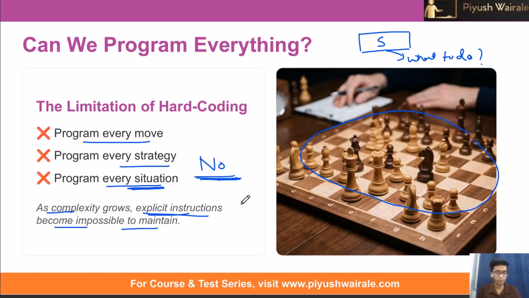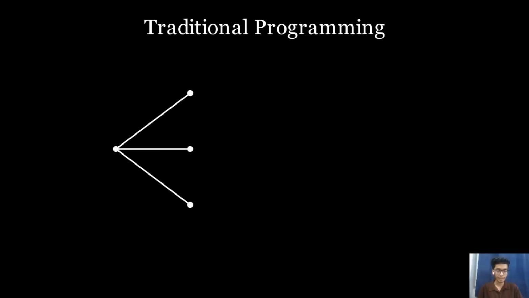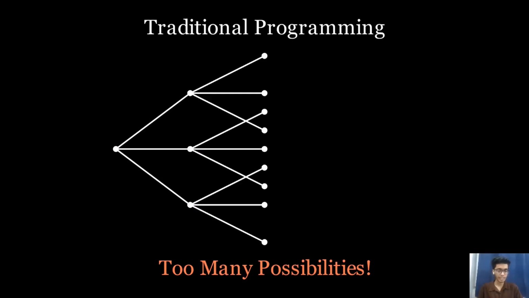Now let's try to understand this with the help of an animation, and let's look at the machine learning approach with the animation. So what will happen in the case of traditional programming? We will need to hard code every move. We need to give explicit instructions for each move of the knight, each move of the bishop, and we need to do this for every piece. As we can imagine, there will be too many possibilities, infinitely many possibilities, and then we need to code for each of them. This will happen in the case of traditional programming.